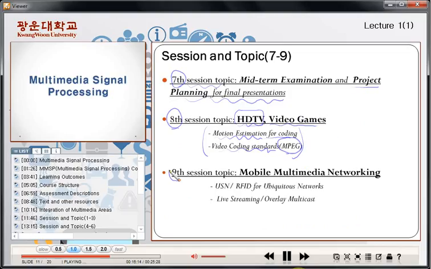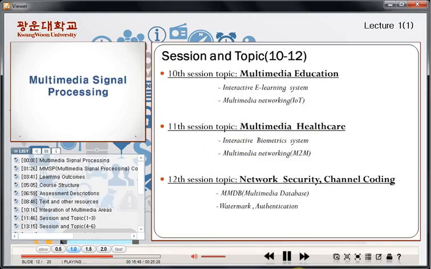And the 9th session topic is mobile multimedia networking. Here, USN, Universal Sensor Network, and RFID, radio frequency identification, are used for ubiquitous networks, and especially live streaming and overlay multicasting. Overlay means multi-source. Multi-source multicasting is used for mobile multimedia networking. And next, I'll show you the 10th session topic, which is multimedia education.